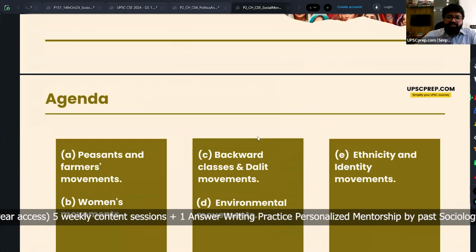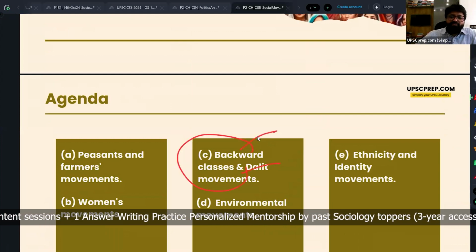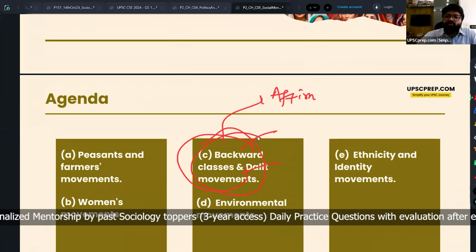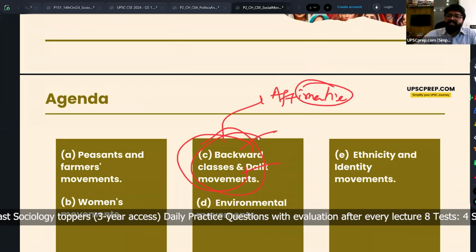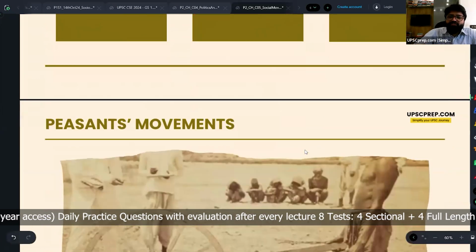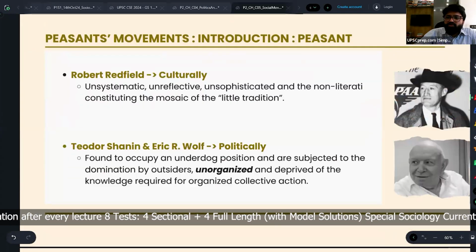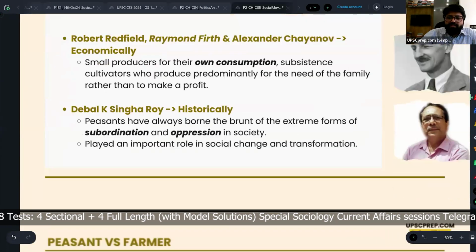It is mentioned in your syllabus: backward classes, Dalit movements. When we are talking about their movements, a lot of it is to do with affirmative action. They're fighting for their rights in terms of affirmative action also. Quickly, let me come down and show you how those things.